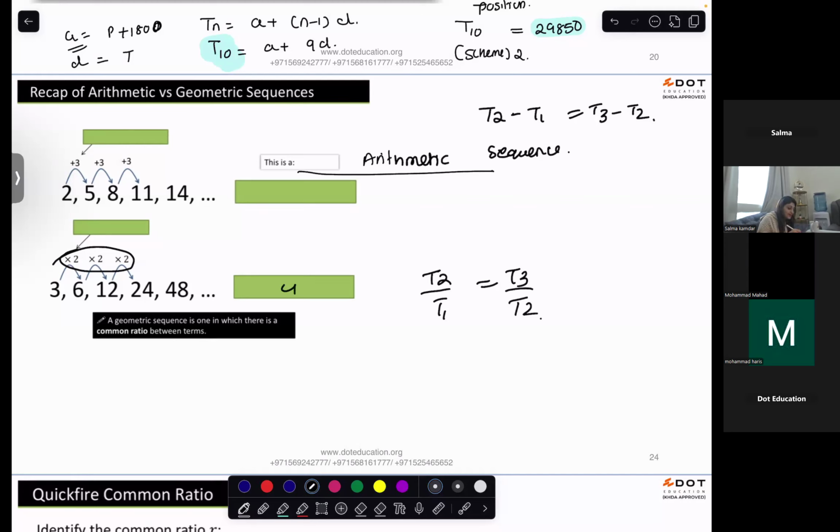Okay, so this is geometric. What is another thing about geometric? This is multiplied by what? A common ratio. So it's called the ratio, or I would say it is also called a scale factor.